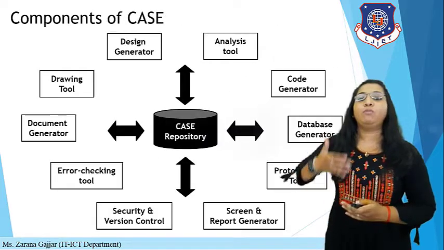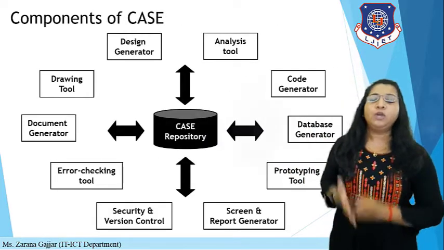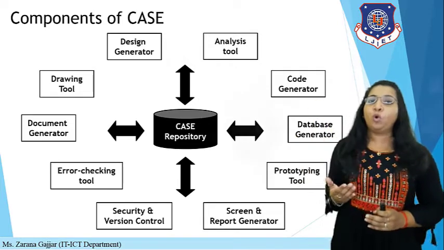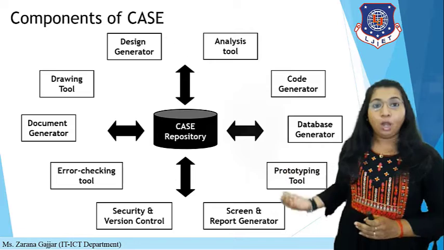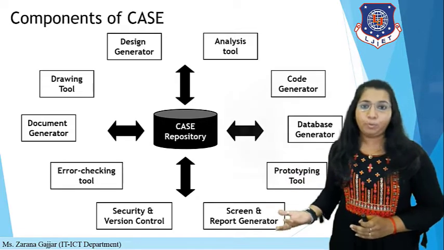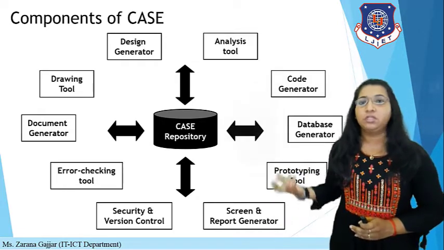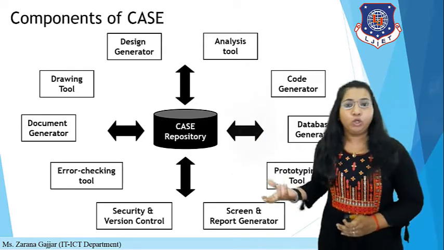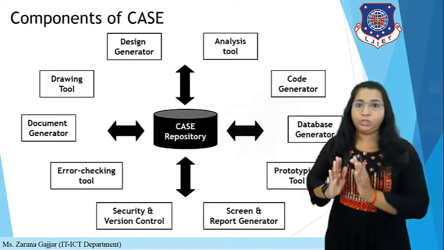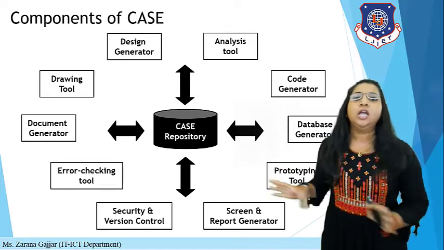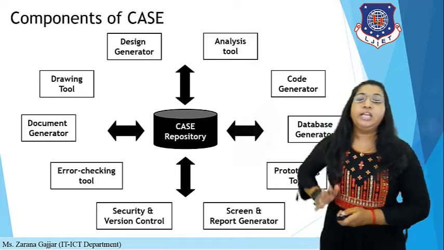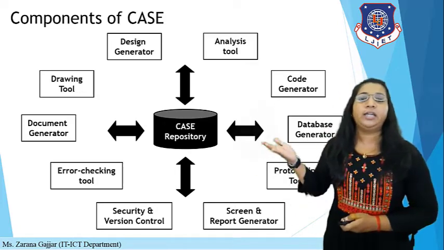Now let's discuss what the components of CASE are. The components are design generator, analysis tool, code generator, database generator, prototyping tool, screen and report generator, security and version control, error checking tool, document generator, and drawing tool. There is a CASE repository and all these components are connected with that particular CASE repository. So here multiple activities can take place.